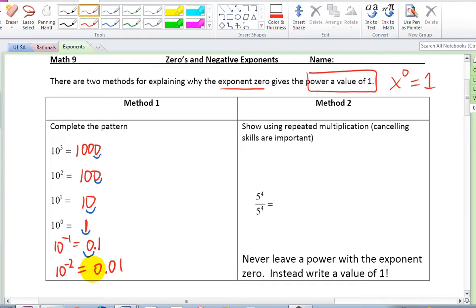But let's go to the other method for showing the power value of 1. So if we write this out the long way, we can, the value of 0, pardon me. Showing our work, it'd be 5 exponent 4 minus 4 gives us 5 exponent 0. But what does that really equal? Yeah, you're all saying 1, but why? Let's write it out the long way.